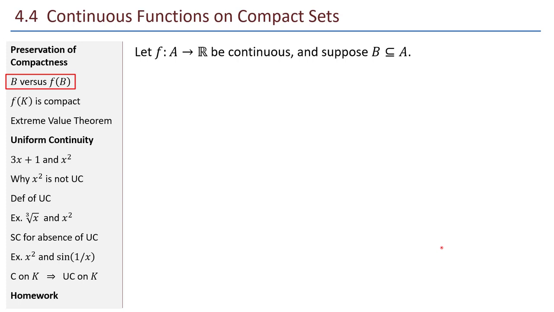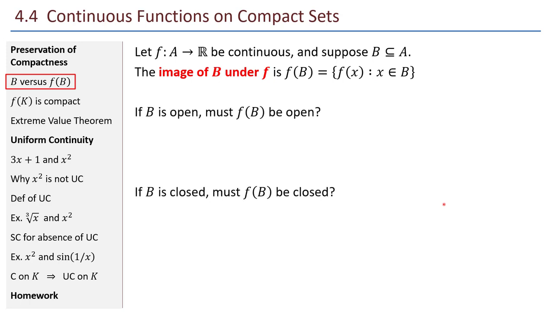Let f be a function from A to the reals, let it be continuous, and suppose that B is some subset of A. We say the image of B under f is f(B). I don't know if we've used this notation before, but f of the whole set is just {f(x) such that x is in B}. So we want to know what kind of properties of B are shared by f(B). If B is open, must f(B) be open? If B is closed, must f(B) also be closed?